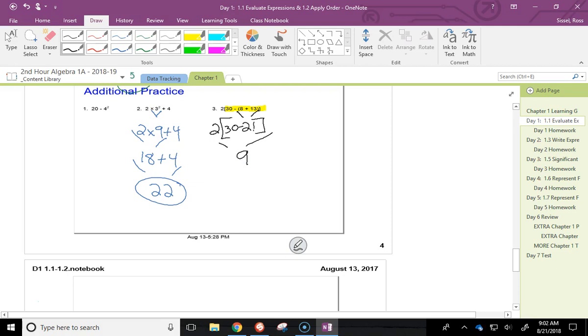What is 30 minus 21? No, it's 9. The answer is 18, but that's 9. And then, if I look at this, the 2 is outside the bracket. What does that mean I'm doing? Yeah, it means multiplying. I'm doing the distributive property. So then 2 times 9 is 18. Alright.